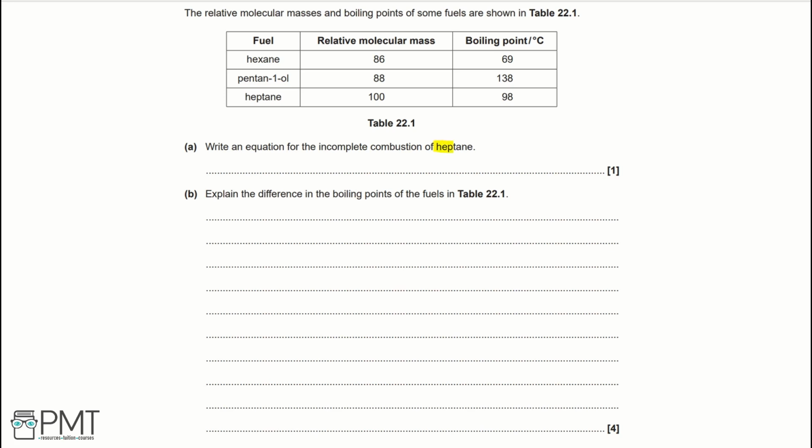The general structure of an alkane is CnH2n+2. Heptane has 7 carbons, so has the structure of C7H16, because that follows the general formula. Combustion means a reaction with oxygen, and it's incomplete combustion, which means that we produce carbon monoxide and not carbon dioxide. Carbon dioxide is complete combustion.